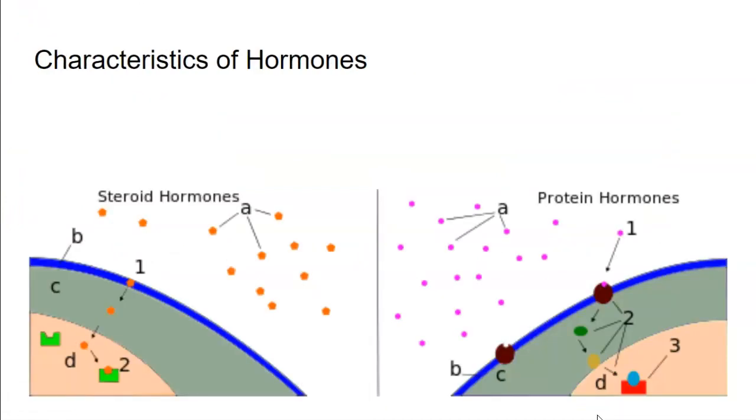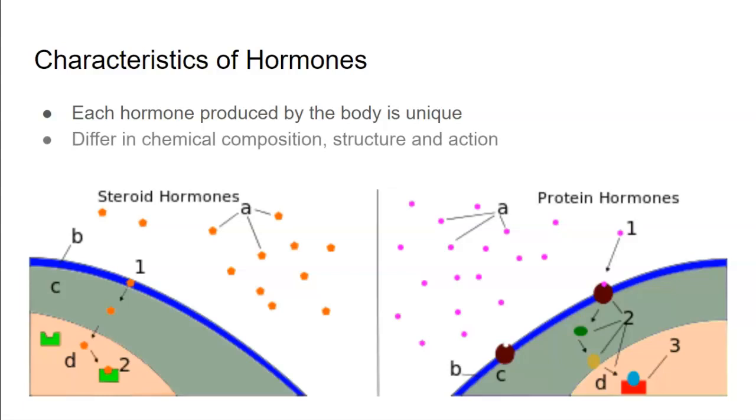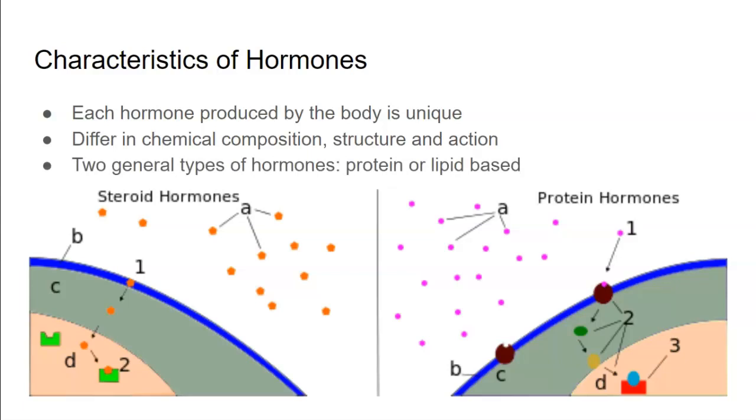So let's talk about hormones in general. There are two types. There's ones that are called steroids and ones that are called proteins. And every hormone produced in the body is unique, okay? They are different in chemical composition, structures, and actions. We're going to look at the two different types of hormones, protein and lipid-based. Lipid-based is made out of fats.